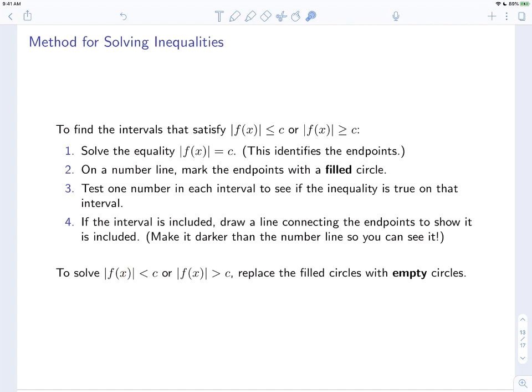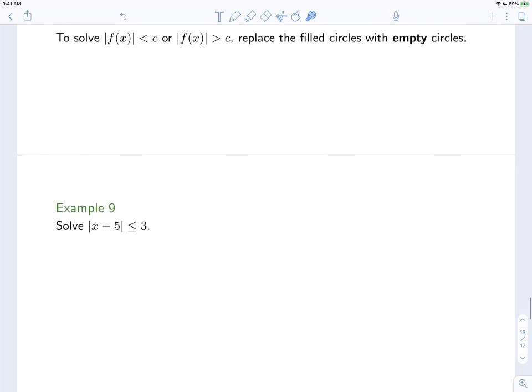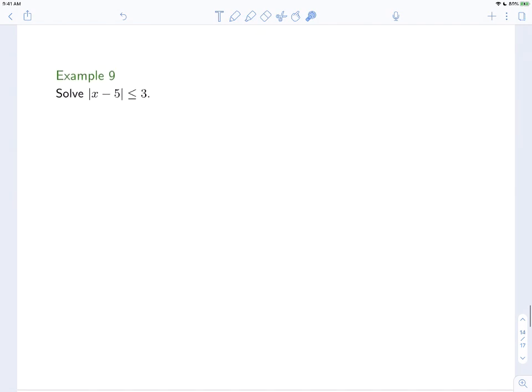If you're looking at strict inequalities instead of less than or equal to, greater than or equal to, then replace the filled circles with empty circles to indicate that you're not including the endpoints. So let's look at some examples. Here's our first example.